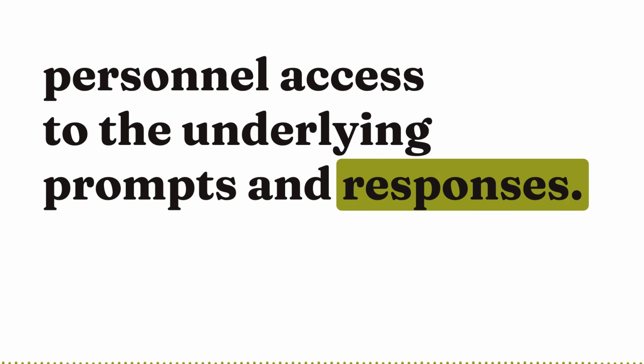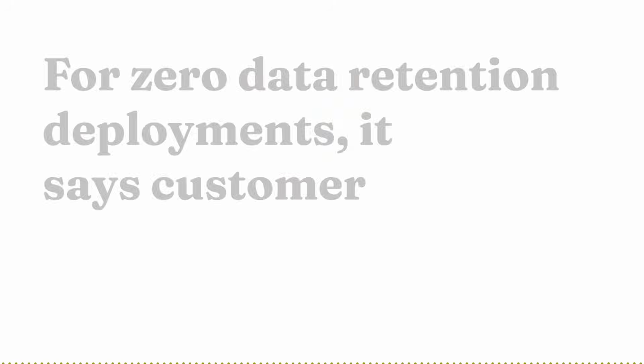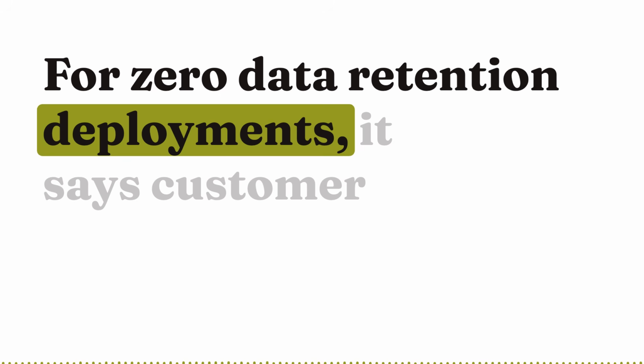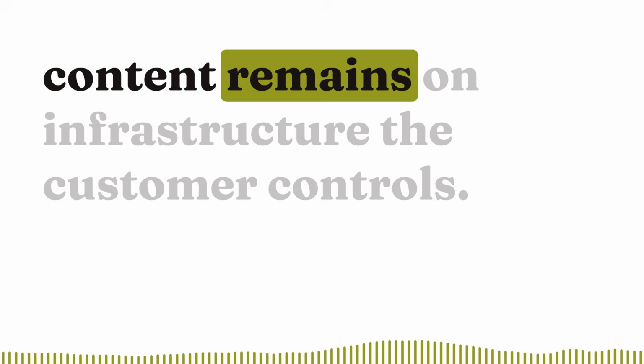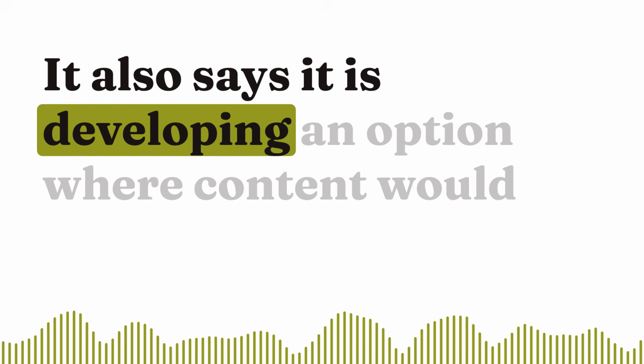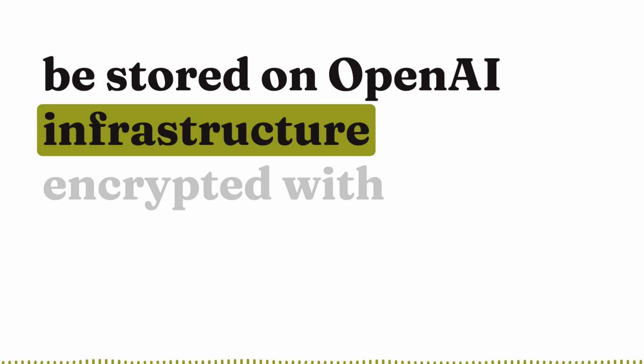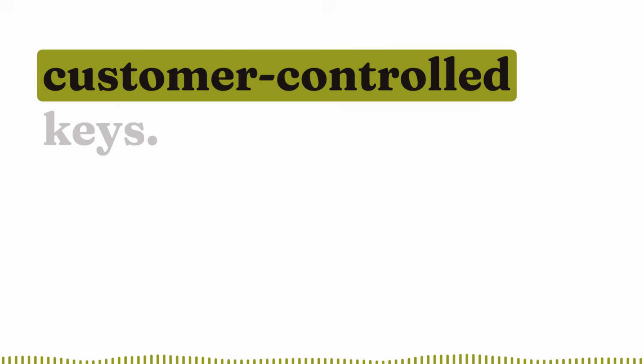OpenAI describes two storage paths. For zero data retention deployments, it says customer content remains on infrastructure the customer controls. It also says it is developing an option where content would be stored on OpenAI infrastructure, encrypted with customer-controlled keys.